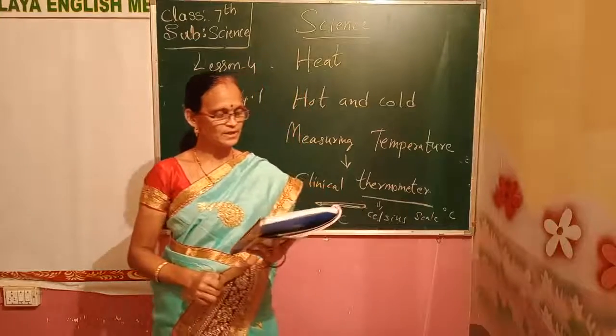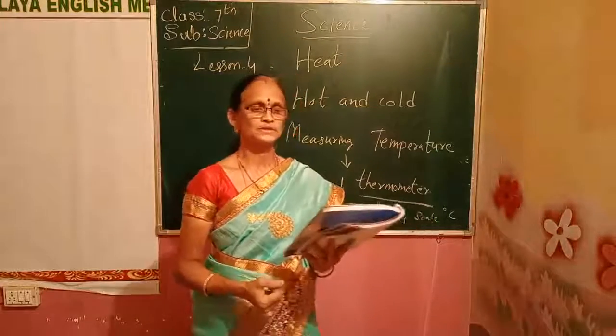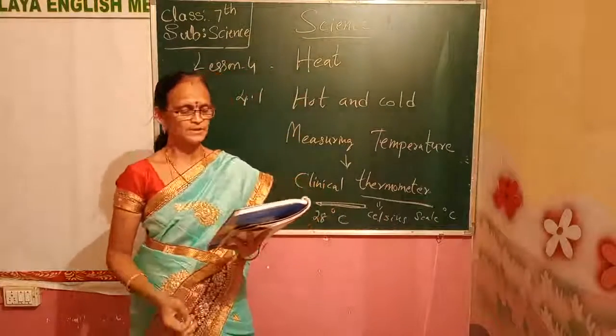Ensure that the mercury level falls below 35 degrees. Now place the bulb of the thermometer under the tongue. Yes, under the tongue. After 1 minute, take the thermometer out.